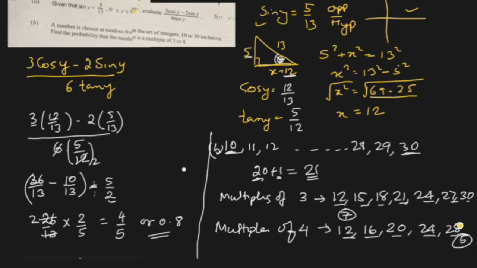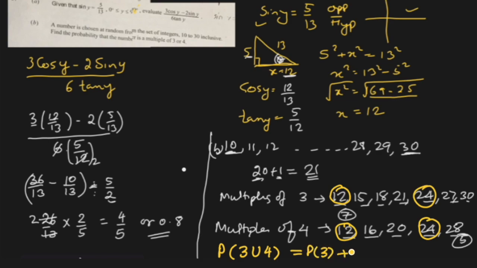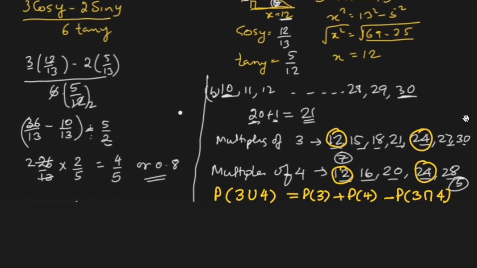So we have listed the multiples of 3 and 4 from 11 to 30. Now we can see that 12 is here, 12 is here as well, 24 and 24 are common. So when we want to find the probability, they are saying probability of 3 or 4, so 3 union 4. It will be equal to probability of 3 plus probability of 4 minus probability of 3 intersection 4. Whatever is common between the two, that will be used.